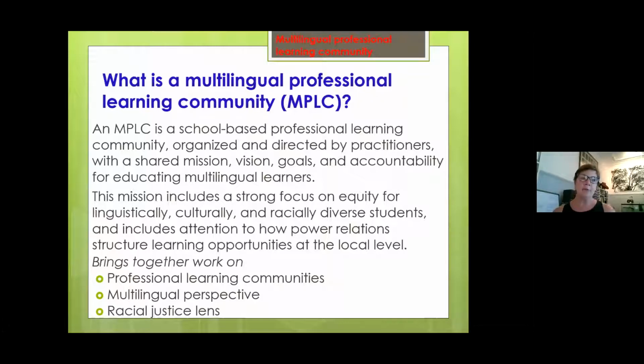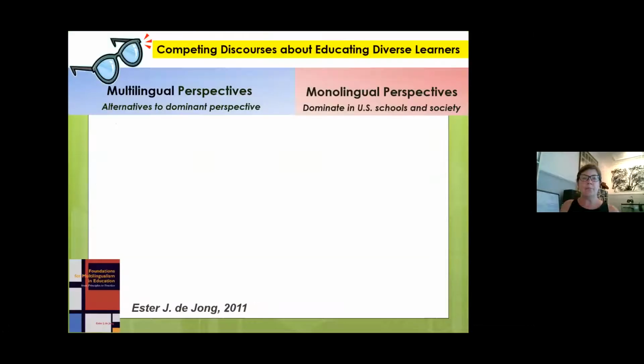Some of you may be familiar with Dufour and Dufour's work on professional learning communities, and I know a lot of you may have professional learning communities already structured in your districts. Well, this is like a professional learning community, but with a multilingual perspective and also with a racial justice lens. What do I mean by this?